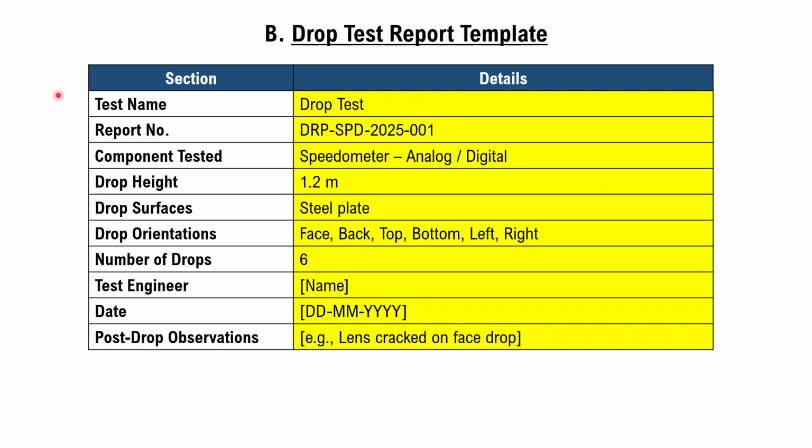Drop test template. Test name, drop test. Report number so and so. Component tested is speedometers. Drop height 1.2 meters. Drop surface, steel plate. Drop orientation: free, back, top, bottom, left, and right. Number of drops, 6. Test engineer name and date so and so. And post-drop observation, for example, lens cracked on face drop.